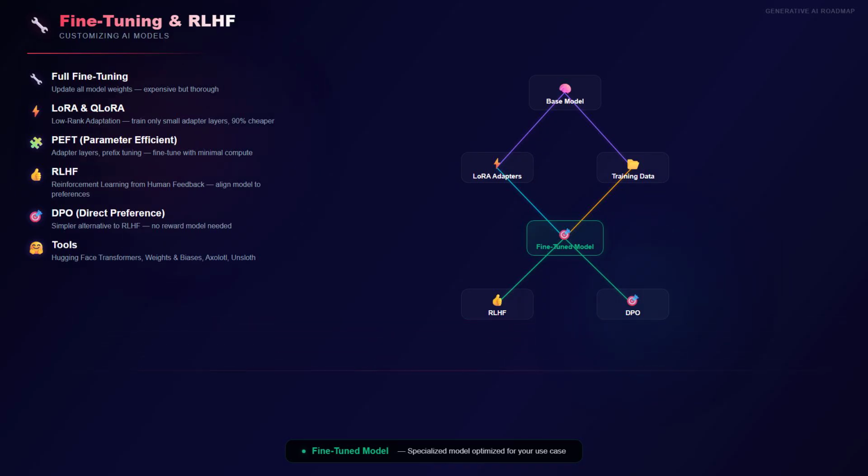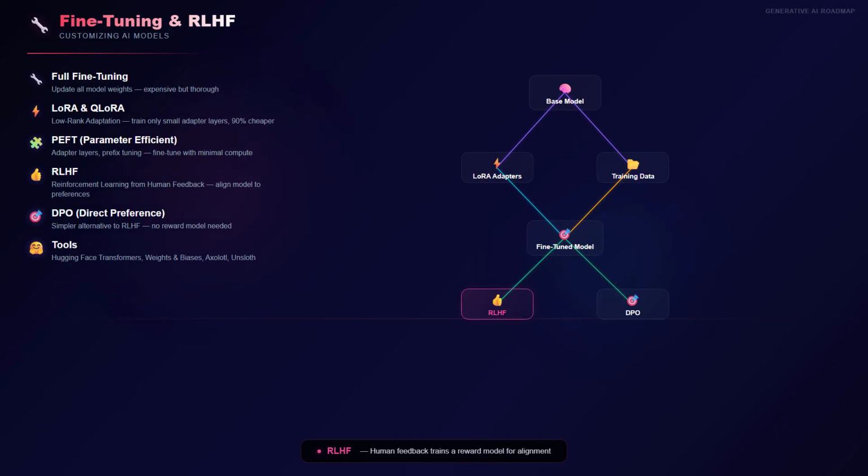RLHF, reinforcement learning from human feedback, is how ChatGPT was aligned with human preferences. Human raters rank model outputs. A reward model learns these preferences. Then the LLM is fine-tuned using PPO to maximize the reward.